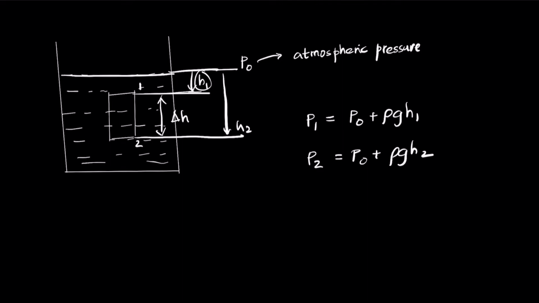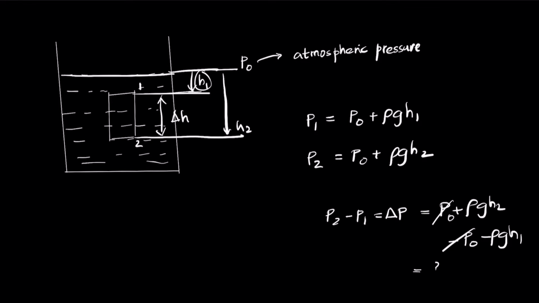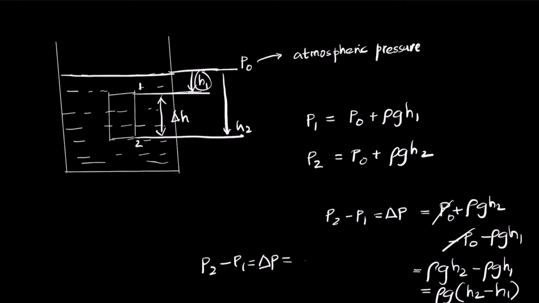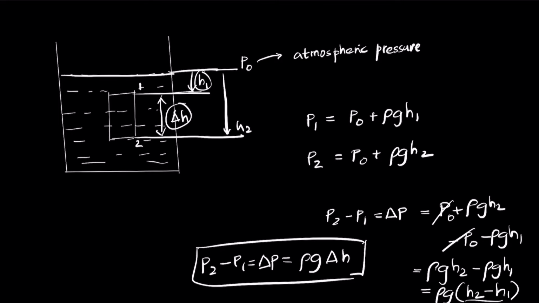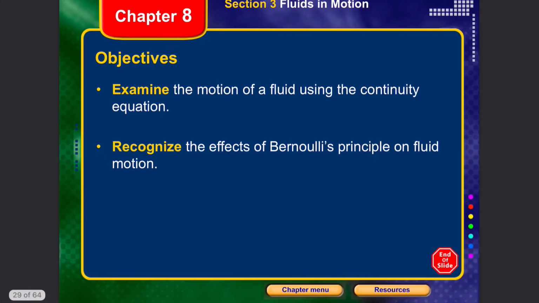Now what would be the difference in pressure between the two points? P2 minus P1, which can be written as delta P, is P naught plus rho g h2 minus P naught minus rho g h1. So P naught is gone, and you end up with rho g h2 minus rho g h1. Rho g can be taken common and you get h2 minus h1. So delta P equals rho g times delta h. The height of the object determines the change in pressure between the two surfaces of the body.